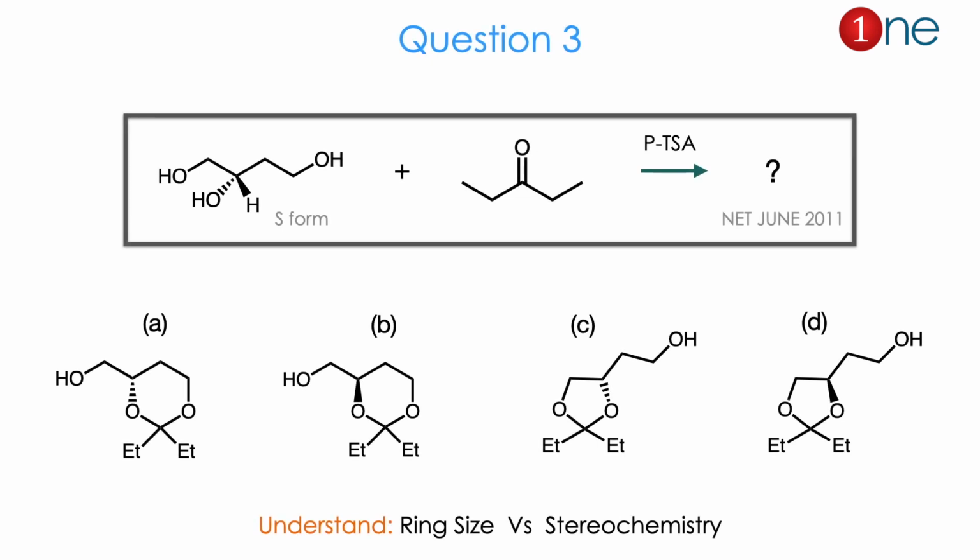Then question number 3. The starting material is a linear compound which contains 3 alkyl groups, having a chiral center with S configuration. Then you are reacting it with pentanone, using the acid PTSA. They ask you to find the product.